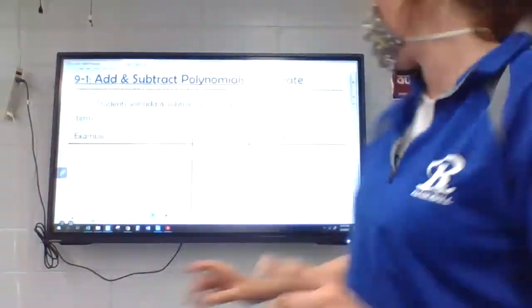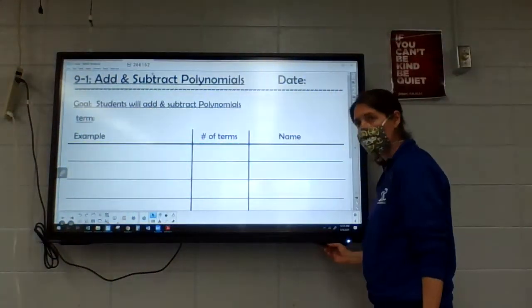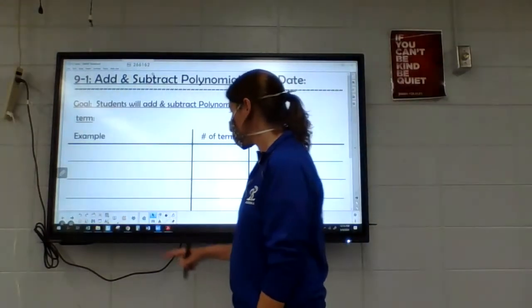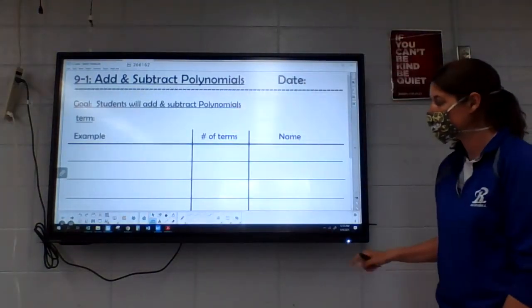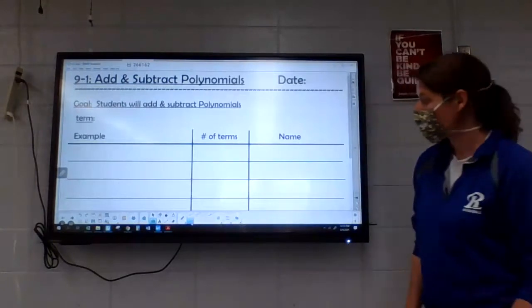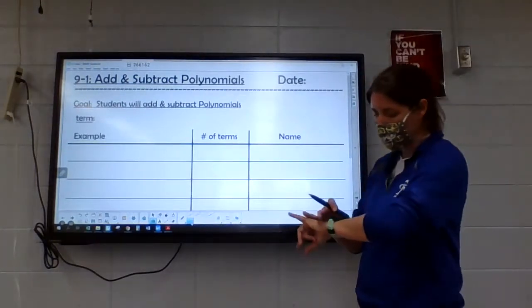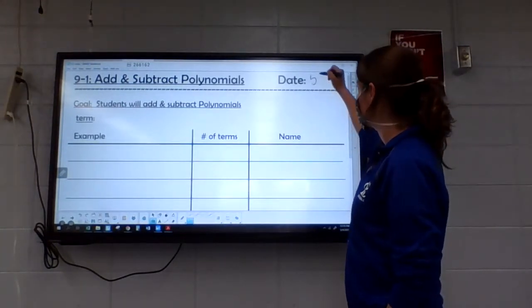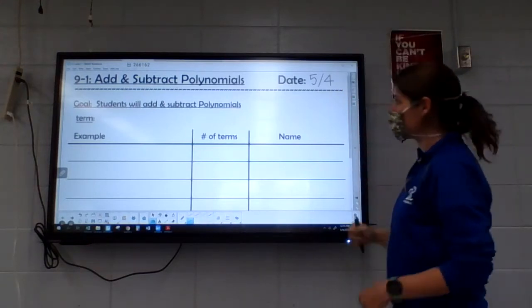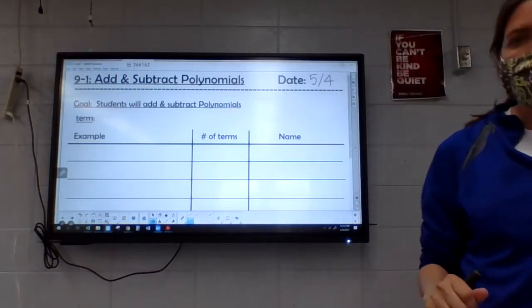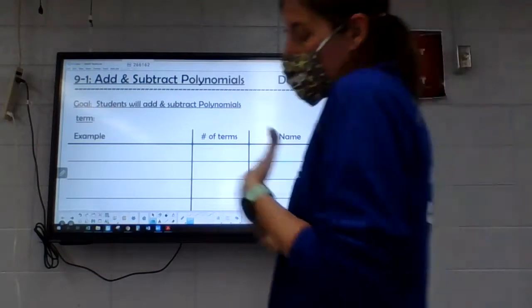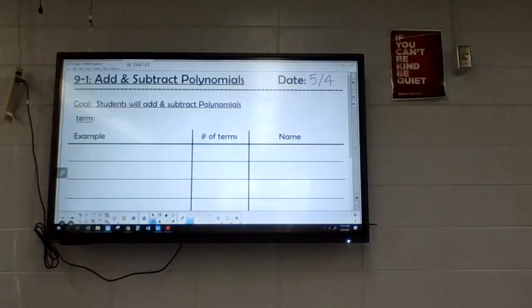We have quite a bit of vocabulary today, just to talk about the different types of polynomials. We talked about monomials last chapter. Some of the vocab words are ones we've learned before, but I need you guys to be comfortable with them in order to use them in this chapter as well. If you recall, last chapter we talked about terms being separated by addition and subtraction.